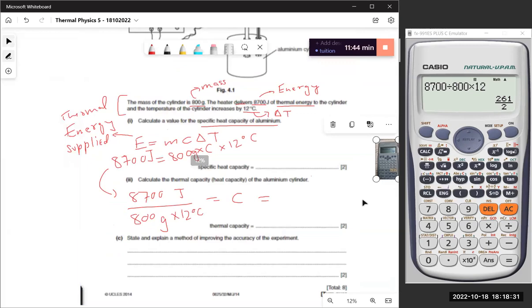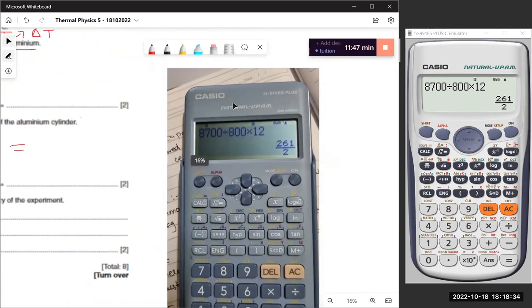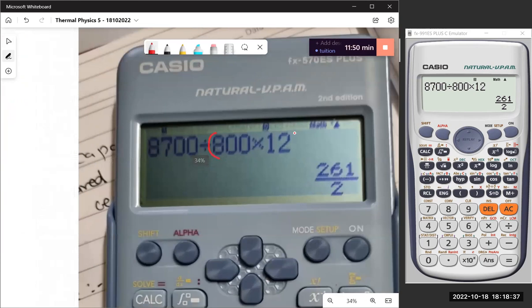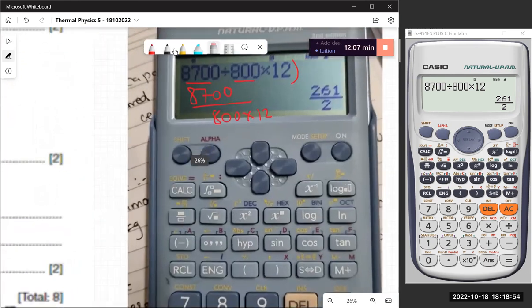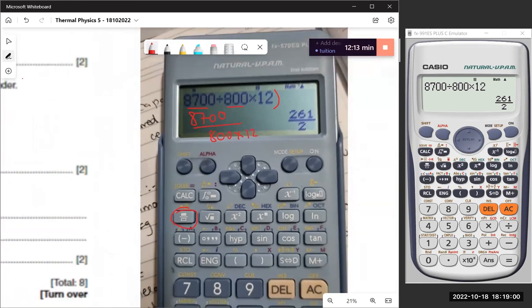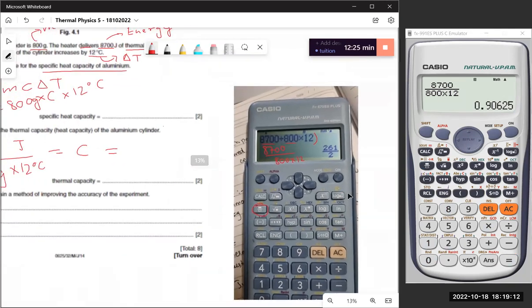The problem here is that you have to put a bracket here, or do it like this: 8700 divided by 800 into 12. Because what's happening is this is dividing, and all of this is being multiplied with 12, which is different. So try again by using this sign over here. All right, understood? Try again. 8700, and then Diana, press 800 into 12. You'll get the answer. Sir, I got 0.90625.